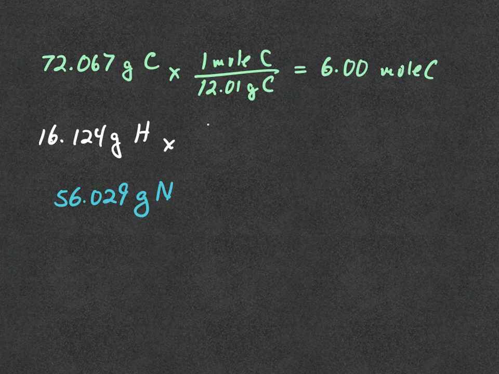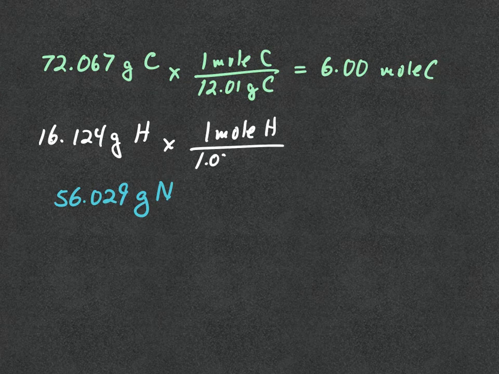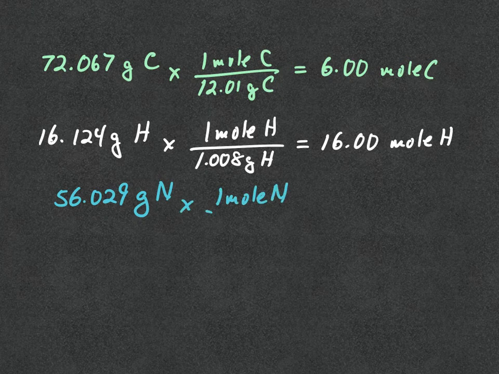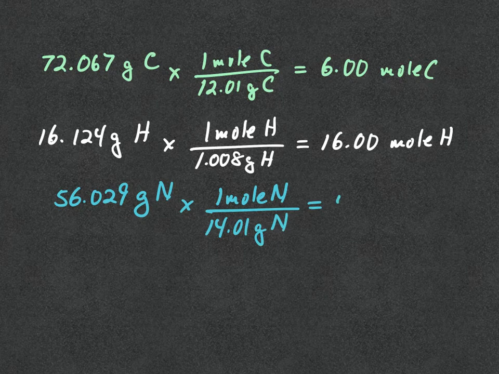And we know that 1 mole of hydrogen is 1.008 grams of hydrogen. If we do that division, we get 16 moles of hydrogen. And if we take our nitrogen, we know that 1 mole of nitrogen atoms is 14.01 grams of nitrogen atoms, and that gives us 4.